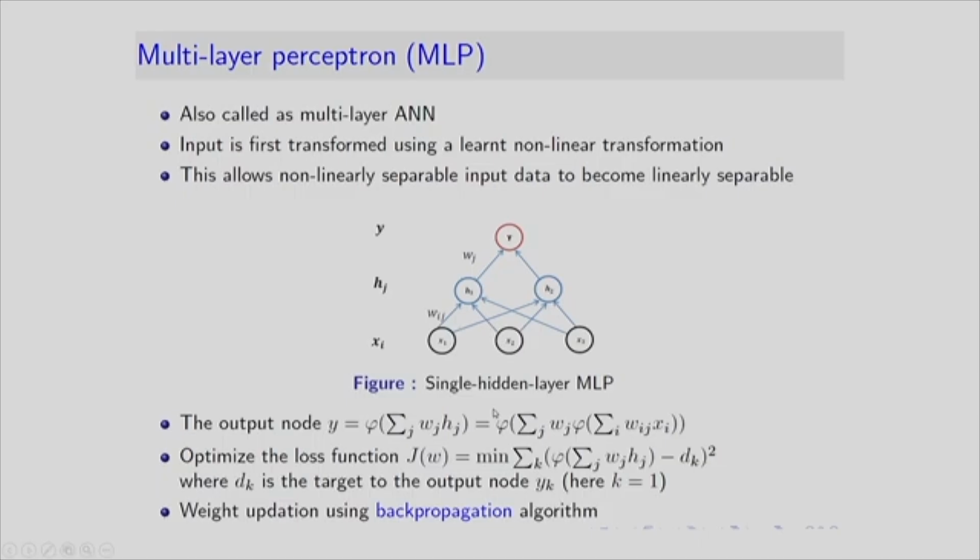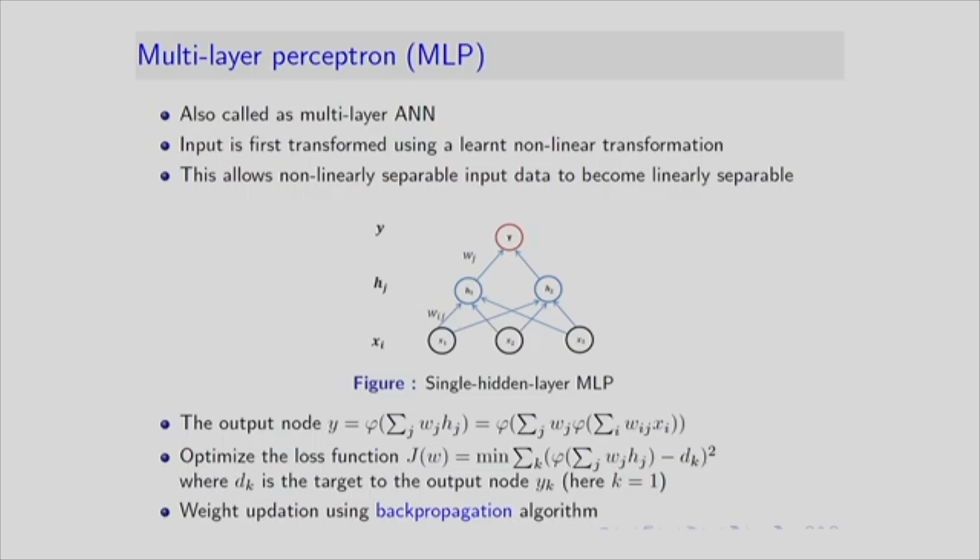In this figure, I have shown the concept of the multi-layer perceptron, MLP. The input is first transformed using a learned nonlinear transformation. Maybe we can employ some nonlinear transformations for mapping. That concept I have explained in the case of the radial basis function. This allows nonlinearly separable input data to become linearly separable. So I have to consider nonlinear transformations of the input data, and if I do this transformation, the data will be linearly separable.